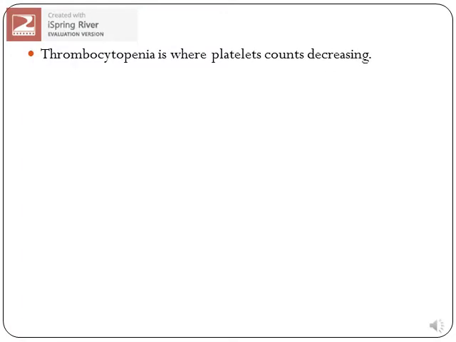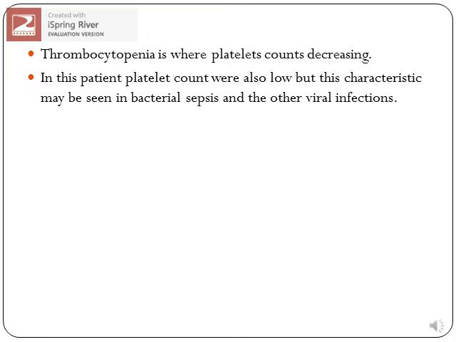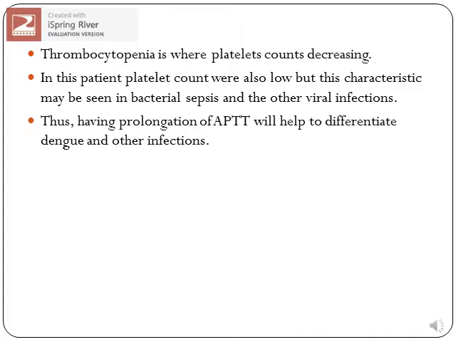Another highlighted keyword in this case study is thrombocytopenia. Thrombocytopenia is where the platelet count decreases. In this patient, platelet counts were also low, but this characteristic may be seen in bacterial sepsis and also other viral infections. So we cannot say that thrombocytopenia confirms this patient has dengue, because the characteristic may be caused by other viral infections too. Thus, having prolongation of APTT will help to differentiate dengue infection from other infections.